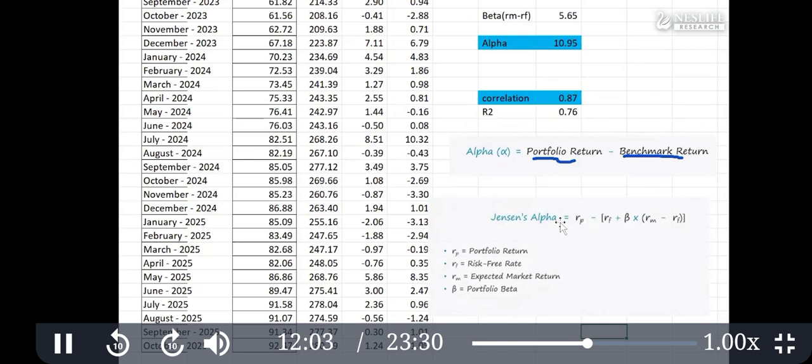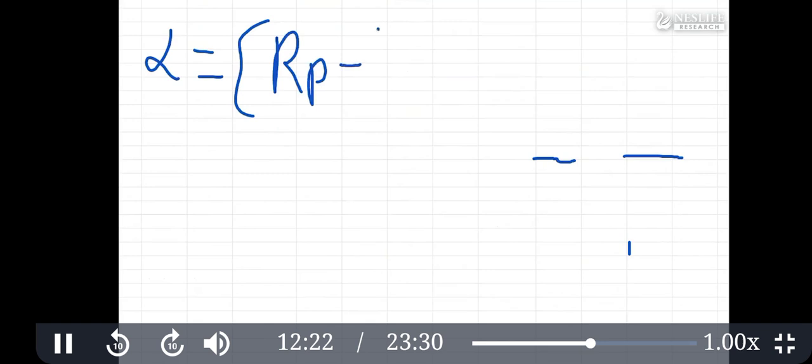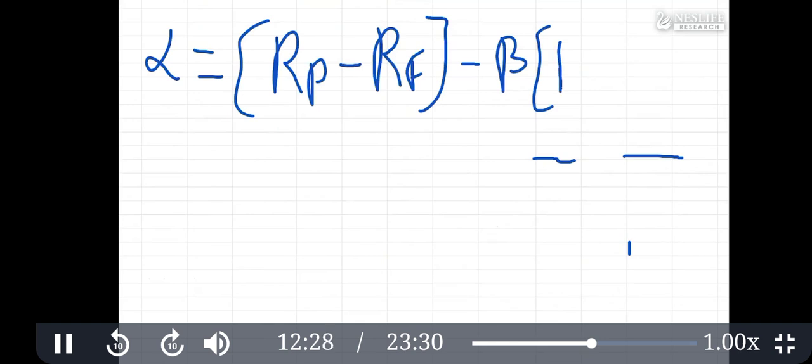Why is there confusion? I broke a lot of my head and understood why it is so. The reason is, if beta is 1, let's understand. It's very interesting. Okay, so alpha is equal to return of portfolio minus return of FD, minus beta multiplied by return of market minus return of FD.